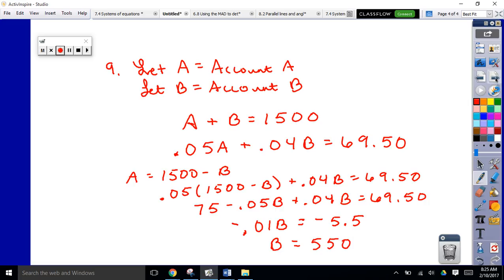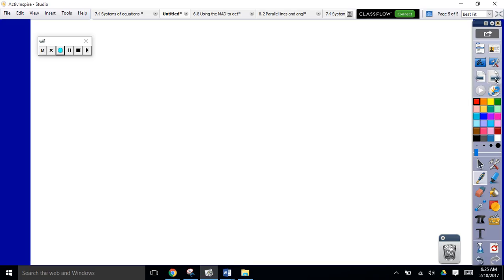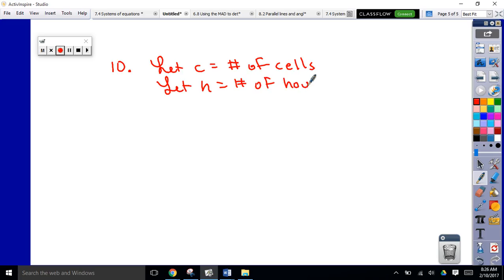Okay, next problem was number 10, the one about the cells. Just so we're on the same page, let's let C equal the number of cells, and let's let H equal the number of hours, because it wants to know when will the cells be at the same amount, and it's telling us a rate, an hourly rate. So we'll let H represent hours. Okay, volunteer for equations on this one. Okay, go ahead, Athena. Y equals 2000x minus 6000.